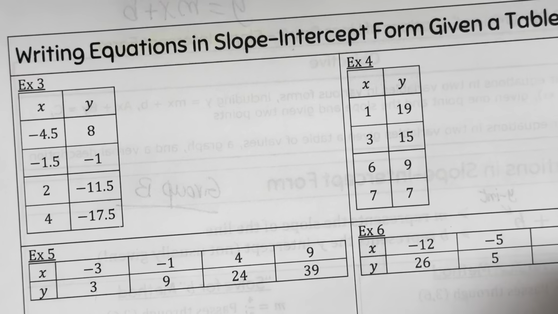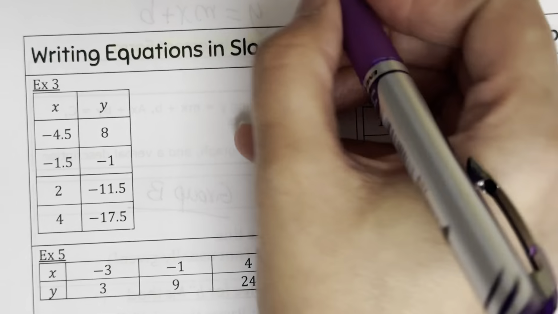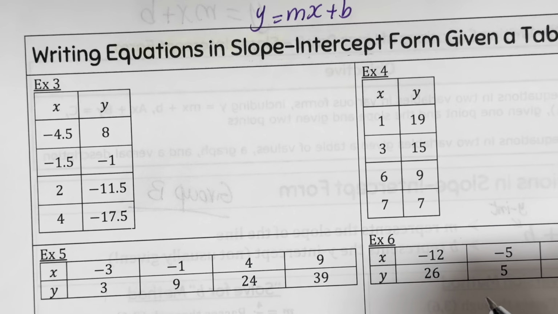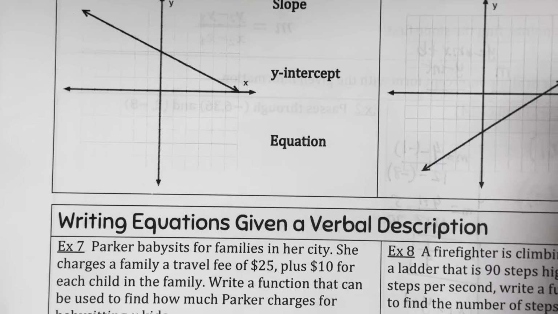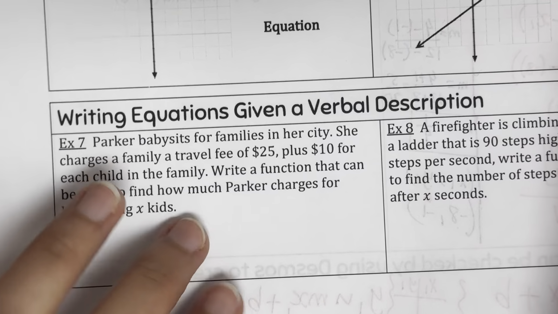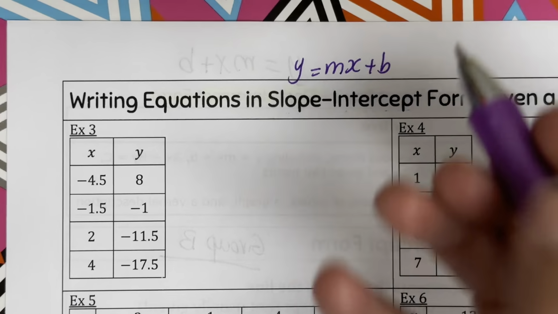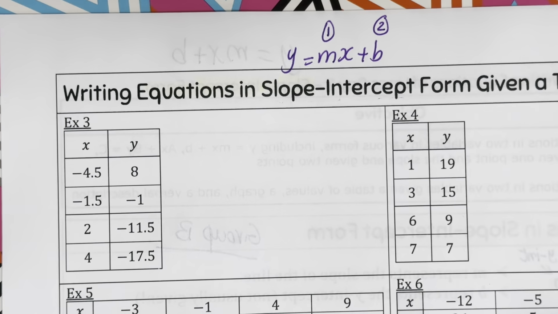I'm still writing equations in the slope-intercept form. So first thing, understand what a slope-intercept form is. It is y equal mx plus b. And this time I have a table, and at the bottom I have a graph, and then at the very bottom I have a word problem. So the whole process is still the same. So I need 2 things. First of all, I need a slope, and second, I need the y-intercept.